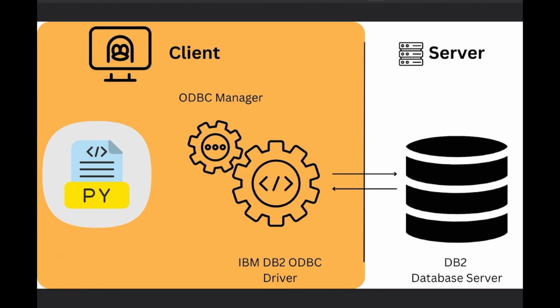In today's video, you will see how to establish a connection with a DB2 database server via ODBC on a Linux client. Let's start with an overview of the steps. First, I assume that you have successfully installed DB2. I will not go through the installation process.